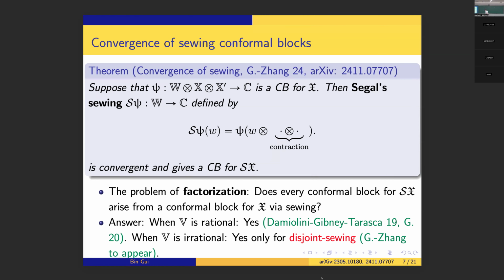This was proved by, in order to get this one, you have to combine a very important factorization formulation and one of my sewing results. We combine them together, then you can show that this is true when V is rational. But if V is not rational, then this is only true for disjoint sewing. But this is in general not true.